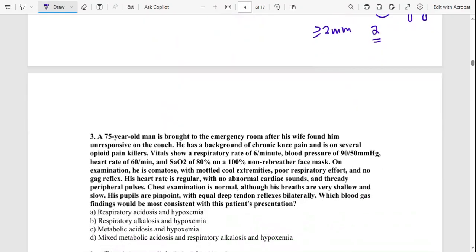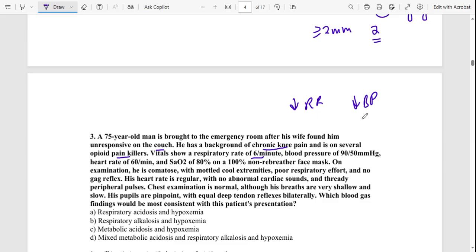Number three is saying a 75-year-old man is brought to the emergency room after his wife found him unresponsive on the couch. He has background of chronic knee pain and is on several opioid painkillers. Vitals show respiratory rate 6. So basically respiratory rate is depressed. Blood pressure is also low, 90 over 50.